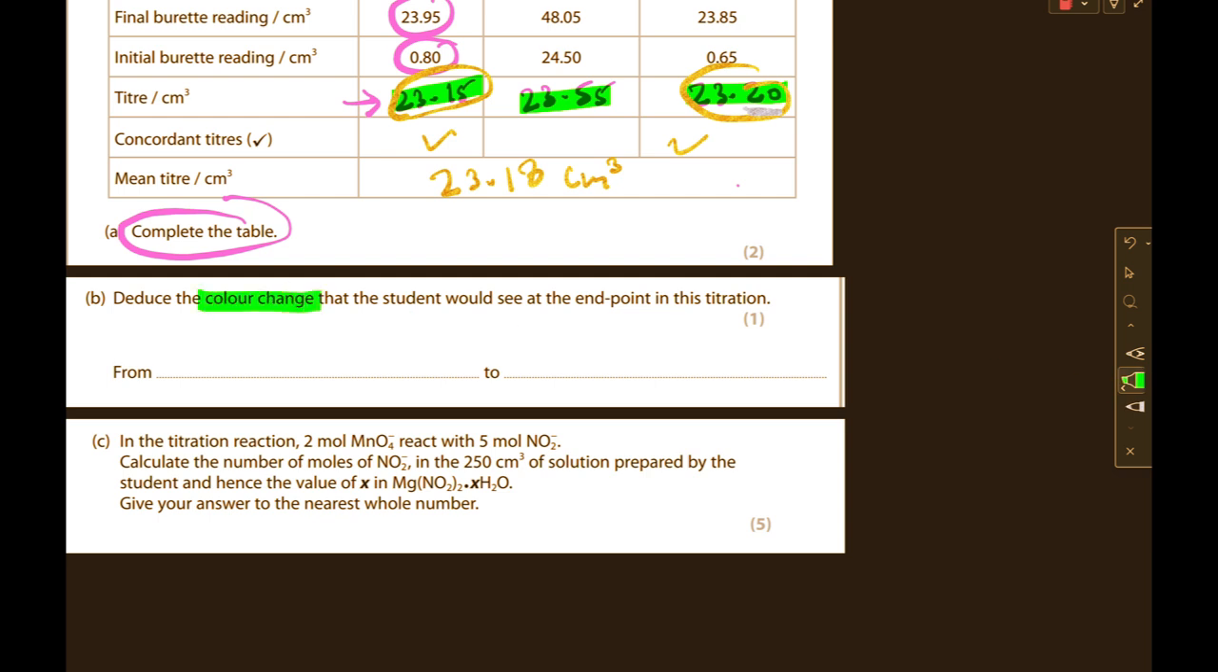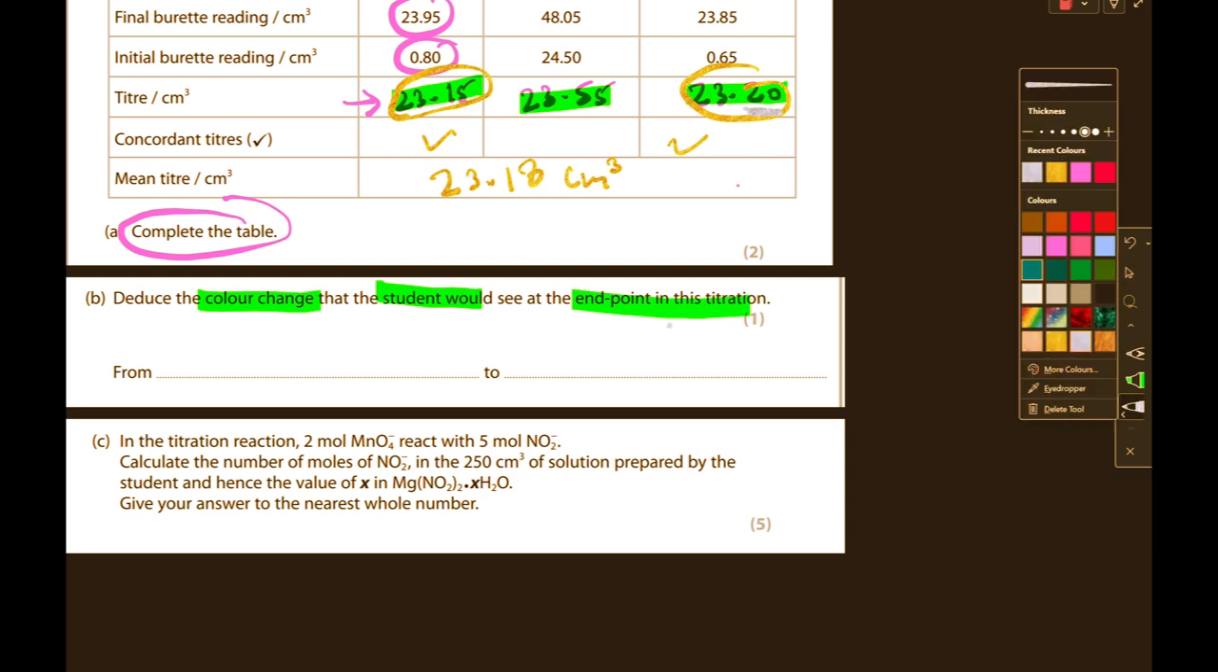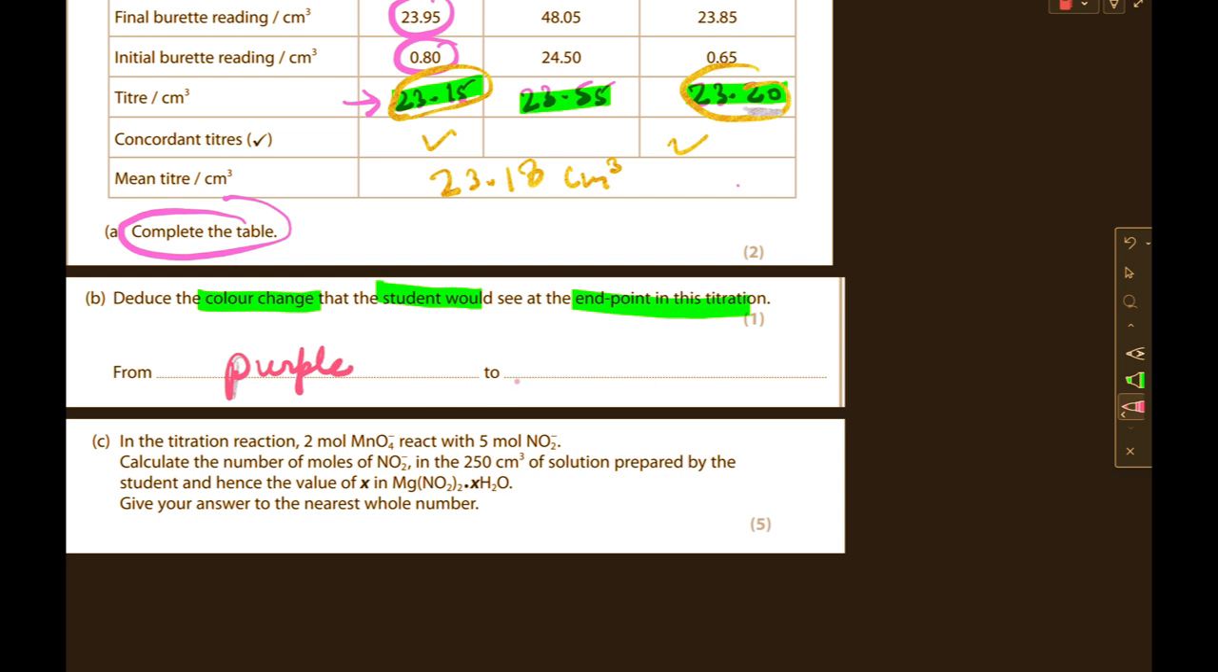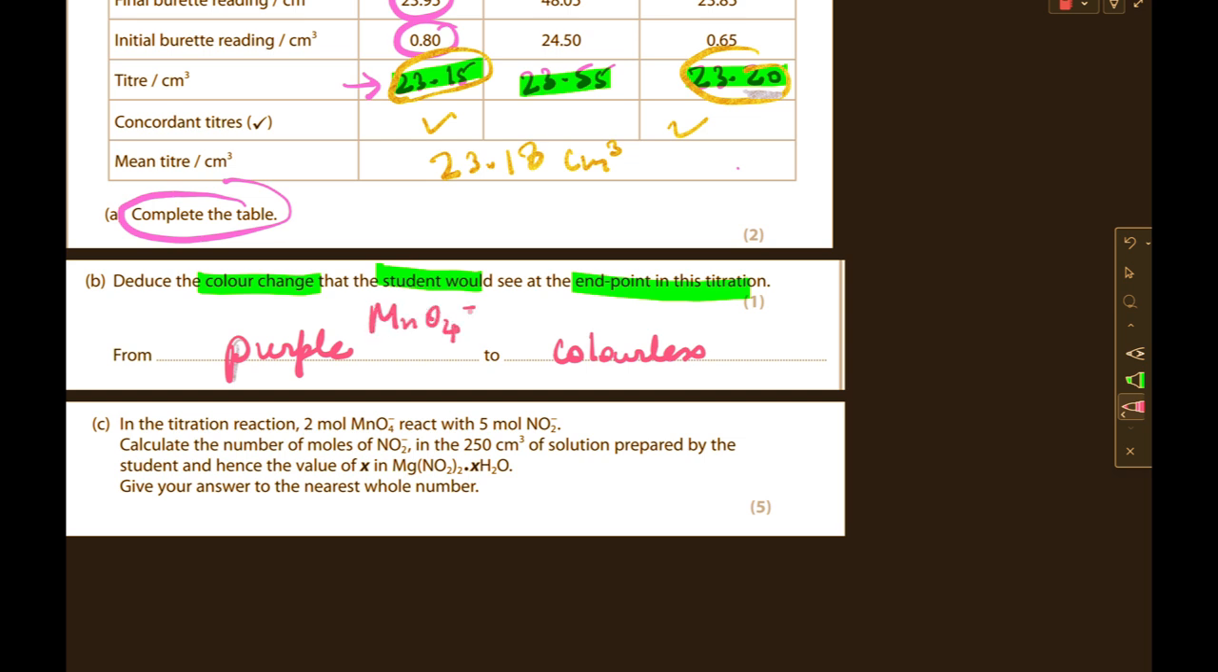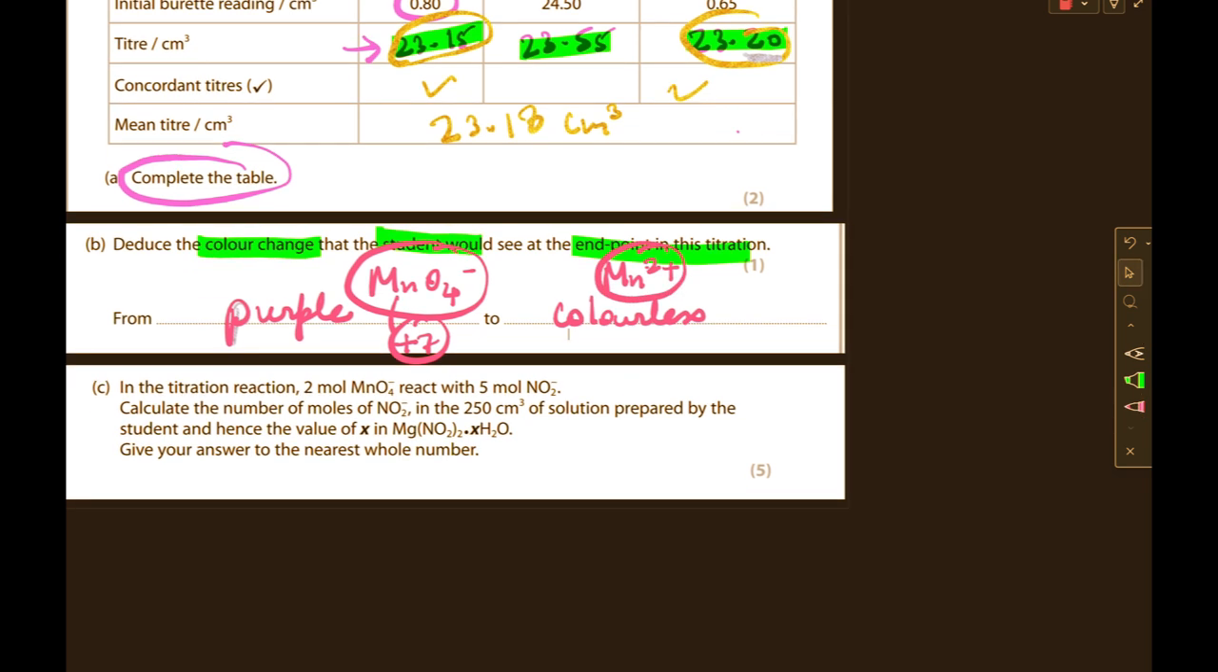It says, deduce the colour change that the student would see at the end in this titration. The colour will go from, I'm just going to write it down quickly, from purple to colorless. This is because the MnO₄⁻ ion, from permanganate ions, the Mn was in the +7 oxidation state. If you remember from transition elements, different oxidation states have different colours, and when the reaction has been done, it changes into Mn²⁺, and the colour of Mn²⁺ is colourless, or I think it's like pale pink, something like that. But colourless is the right answer.